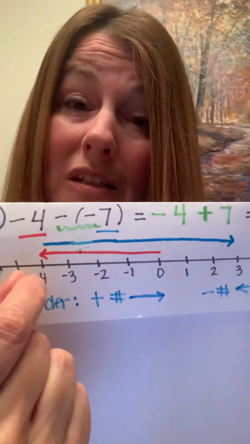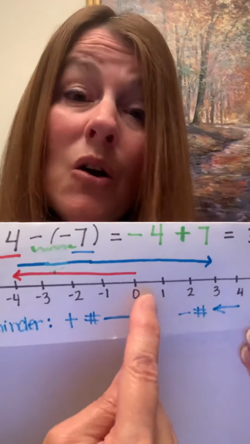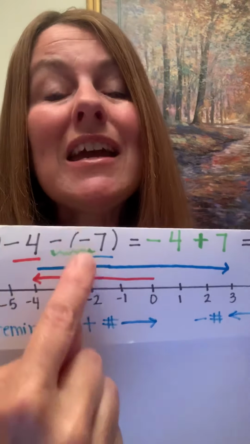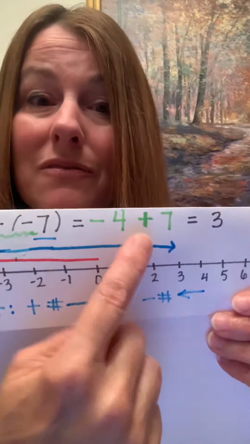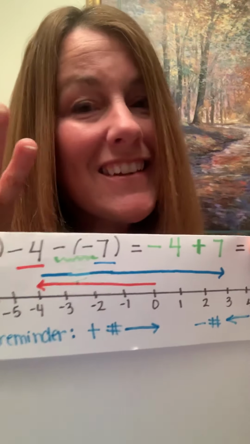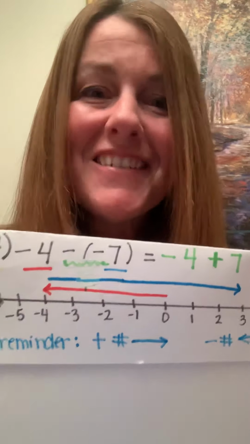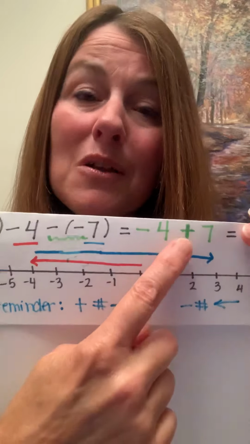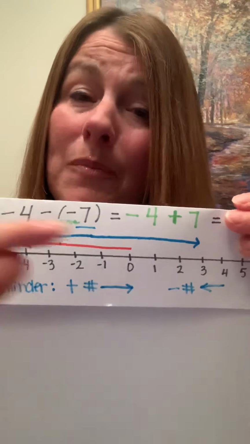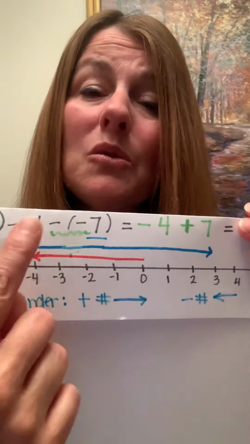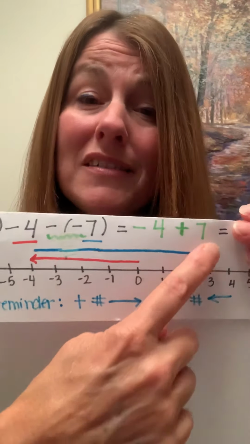I'm going to take my pencil and go straight up. I'm not going to go back to the 0. I'm going to take my pencil, and because two negatives equal a positive, I'm going to go the opposite direction 7 jumps. Do you see that? So it's like -4 plus 7.